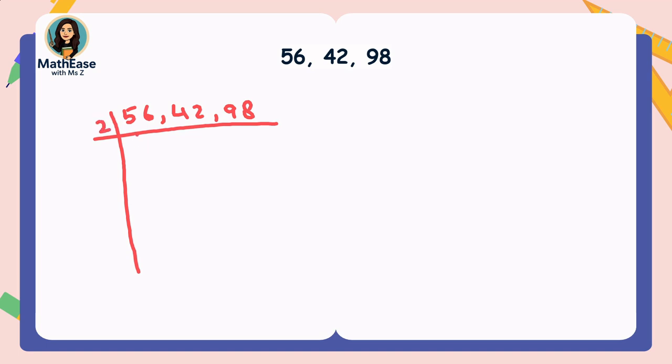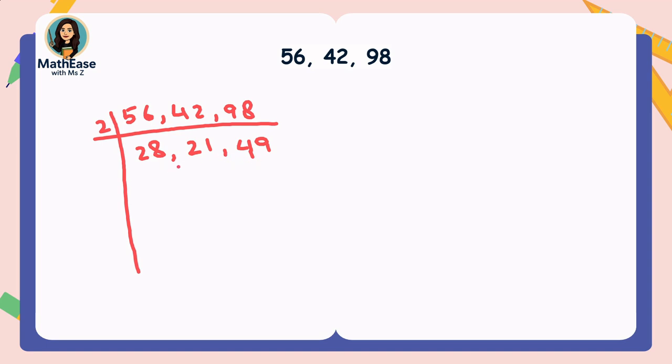56 divided by 2 is 28. 42 divided by 2 is 21. And 98 divided by 2 is 49. Now, can the numbers 28, 21, and 49 all be divided by 2? Of course not, because 21 and 49 both are odd. So we move on to the next prime number, which is 3.